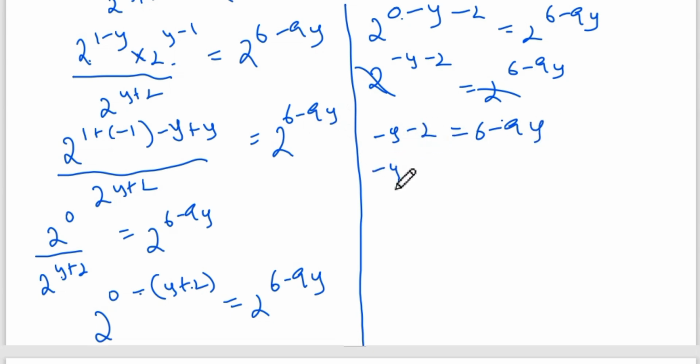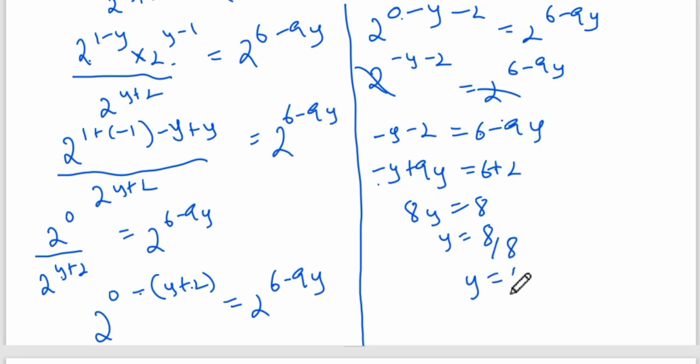So collecting like terms, minus y plus 9y is equal to 6 plus 2. Minus y plus 9y is 8y, is equal to 6 plus 2 is 8. Y is 8 divided by 8. Y is equal to 1.